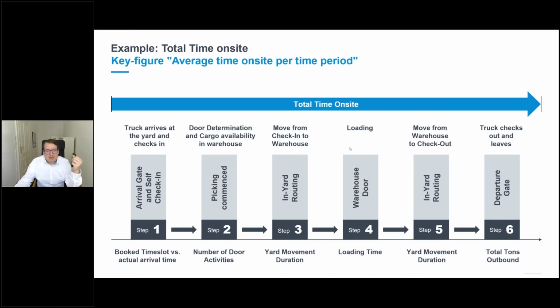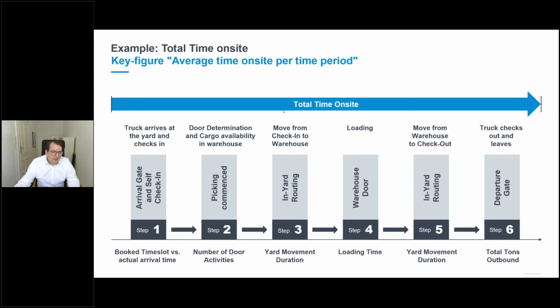So as you see, since every duration is captured in the system, we would have the total time on site, end to end. We would see the total time of the truck on site in the yard, which would give us, of course, the average time on site per time period. Could be per hour, per day, per week, per calendar week, and so on. So whatever you want to compare, it would be possible to calculate this in the system.